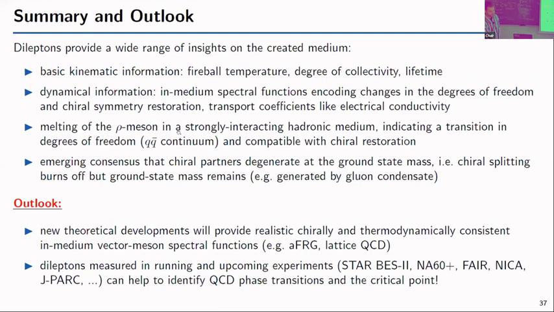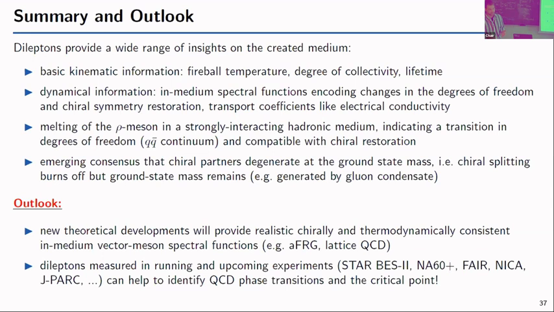We have seen that the Rho meson melts in a strongly interacting hadronic medium, indicating a transition in degrees of freedom towards QQ bar continuum and compatible with chiral restoration, of course. And I've also mentioned that the ground state mass is actually not so much affected by chiral symmetry restoration, but that the mass of the parity partners, for example, decreases drastically. So the mass splitting burns off, but the ground state mass remains and is probably generated by the gluon condensate or similar effects.